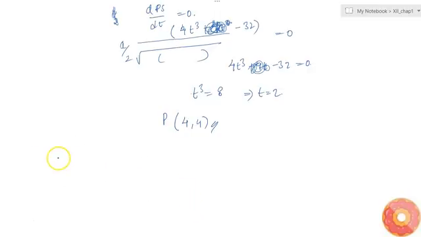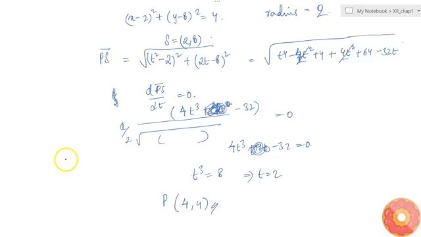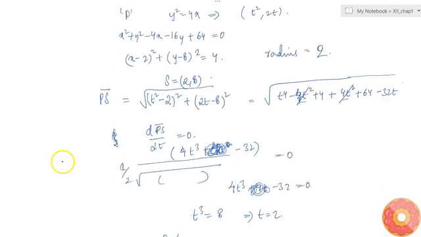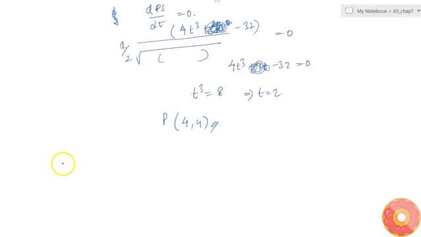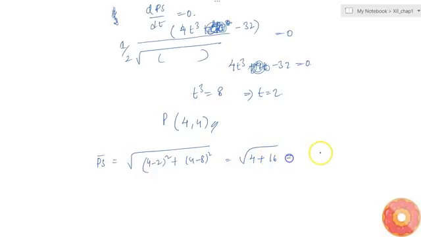Now option A wants us to find SP, that is the distance from the center to the point P. So PS is equal to square root of 4 minus 2 whole square plus 4 minus 8 whole square. That is simply square root of 4 plus 16, that is square root of 20, which we get as 2 root 5. So PS equal to 2 root 5, that is option A. So option A is right.